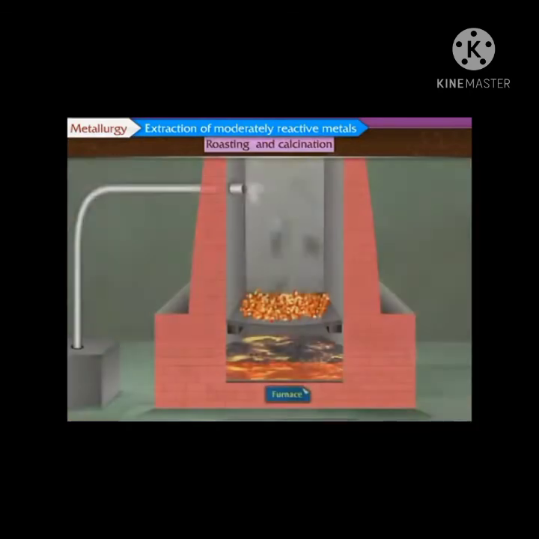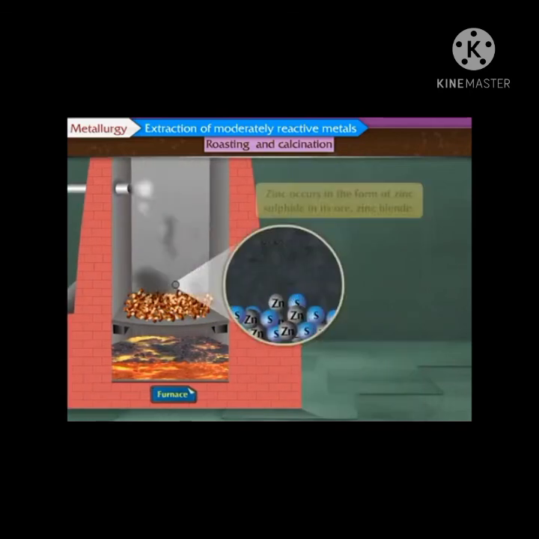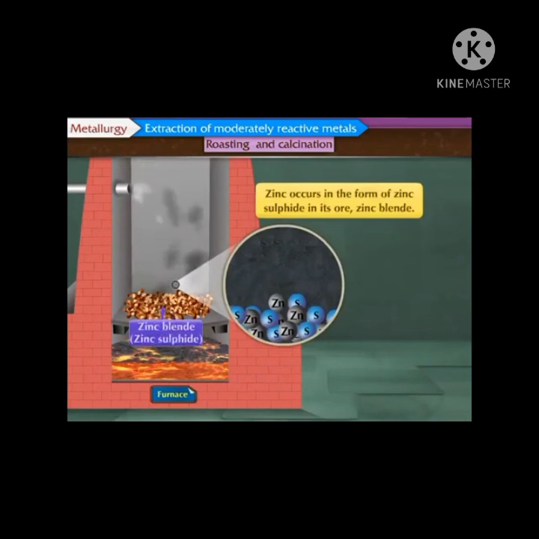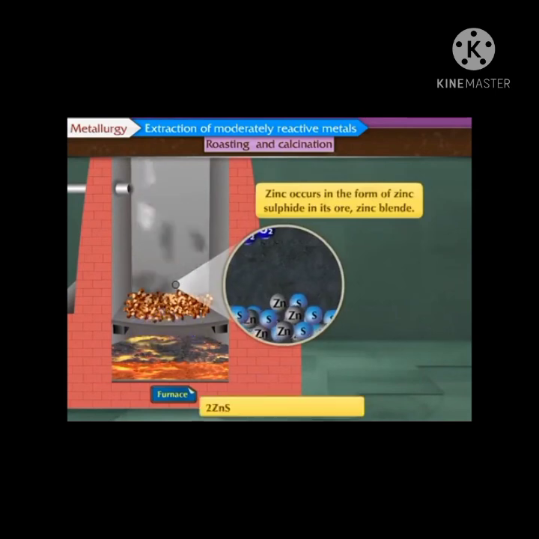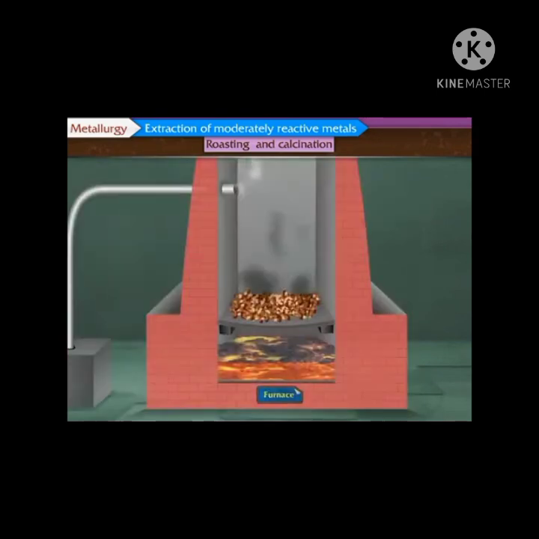Roasting and calcination. In the method of roasting, the sulfide ore is heated strongly in the presence of excess of air to convert it into metal oxide. For example, zinc occurs in the form of zinc sulfide in its ore, zinc blende. Zinc sulfide, when heated strongly in the presence of air, is converted into zinc oxide.